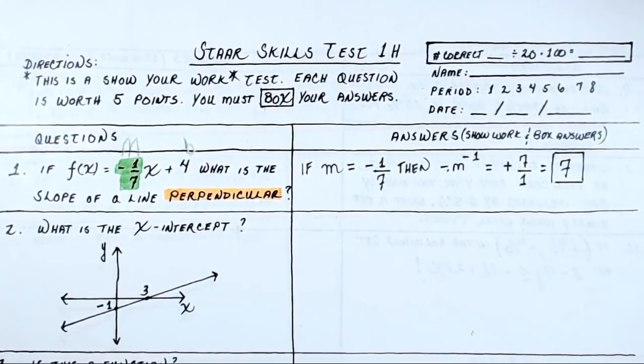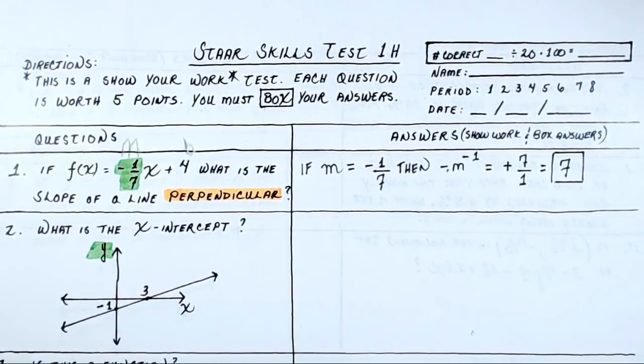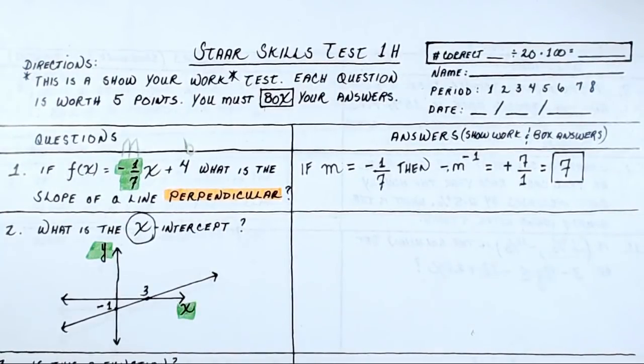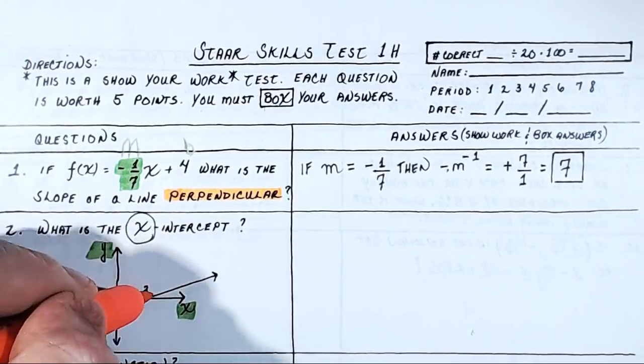Number 2, what is the x-intercept? Okay, in this problem, they very helpfully put labels for the y-axis and the x-axis. All right, and what we're interested in is the value associated with the x-axis. So where does this line right here intercept the x-axis? Well, it intercepts it at 3.